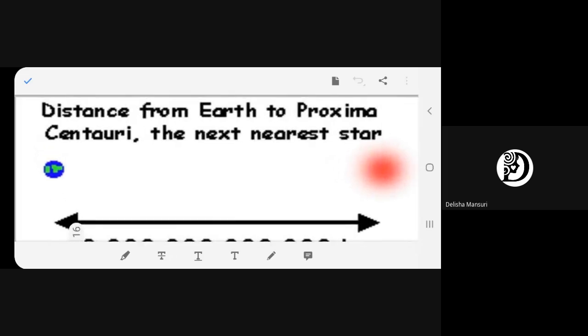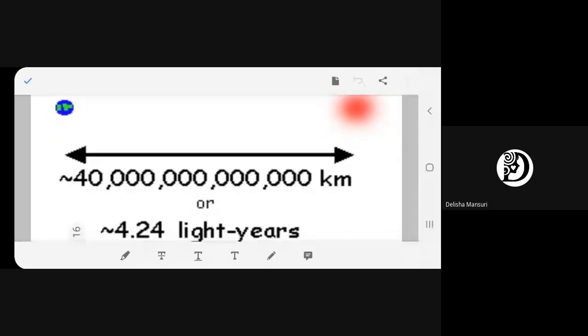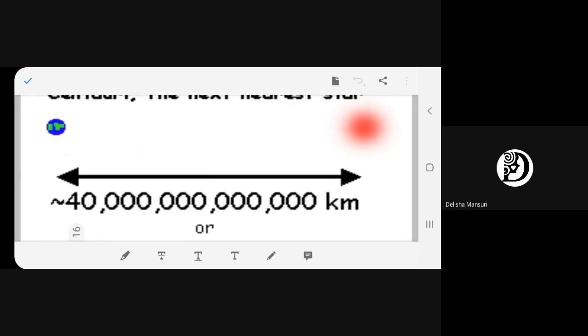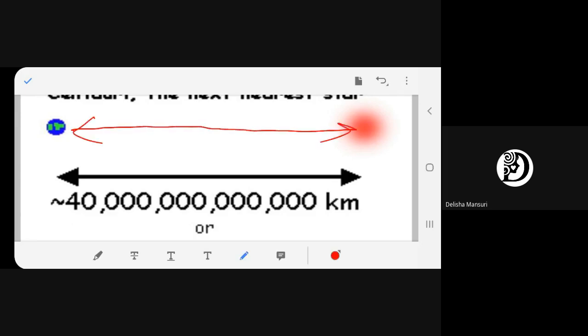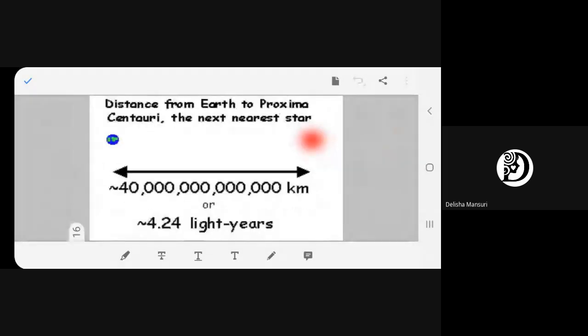Yes. So the distance from the Earth to Proxima Centauri, that is the nearest star, how much is it? 4.24 light years. How much is it, beta? 4.24 light years. So this is the distance between the stars. Understood, beta? It's just for your reference, nothing else. You don't have to mug up, you don't have to remember. It's just for your reference. I've given it to you.